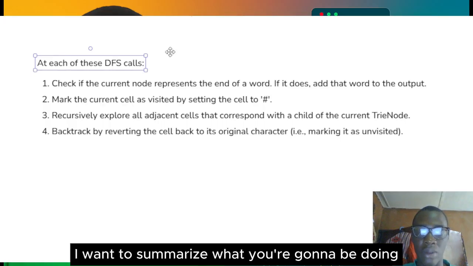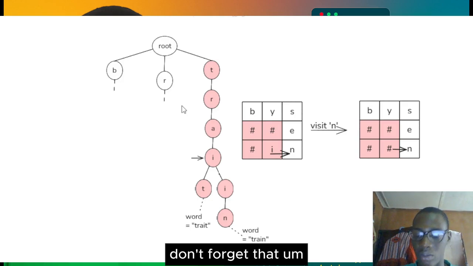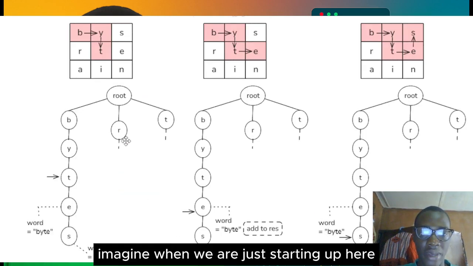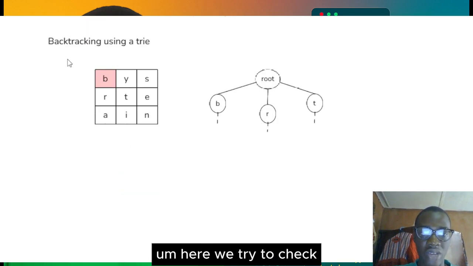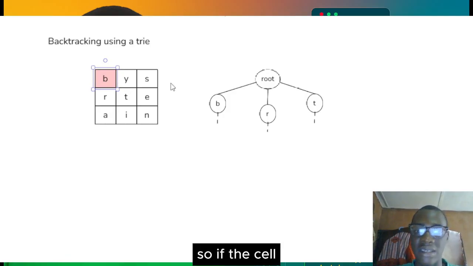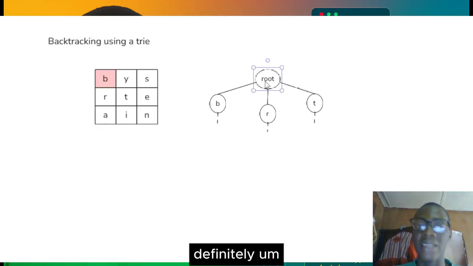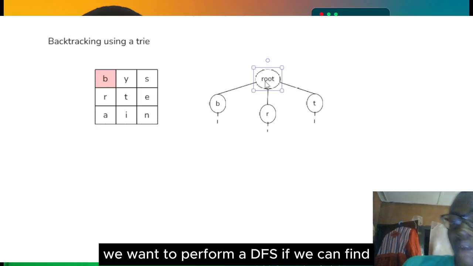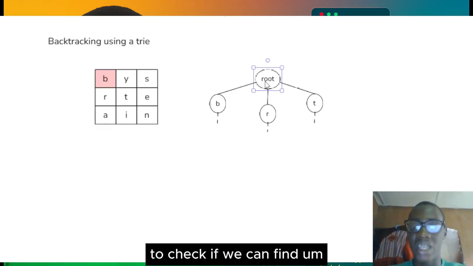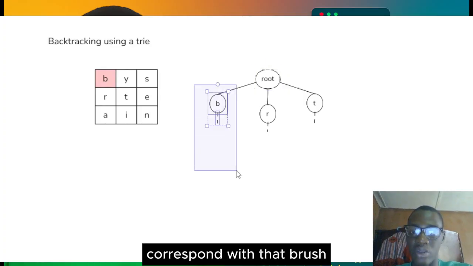Actually, I want to summarize what we are going to be doing at each DFS call, right? Don't forget, imagine when we are just starting up here, we are going to navigate through each and every cell in the board. So if the cell actually corresponds to a child of the root node, definitely we want to perform a DFS to check if we can find any word on the board that actually corresponds with that branch.